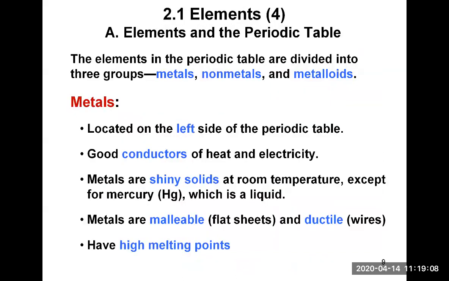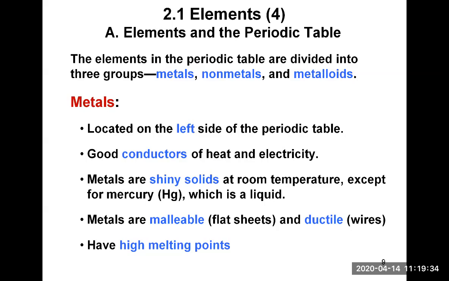So let's go over those classifications of metal, non-metal, and metalloids, and see what it means in more detail. So metals first. Metals, we saw they are located on the left side of the periodic table. There were green ones in the previous slide.